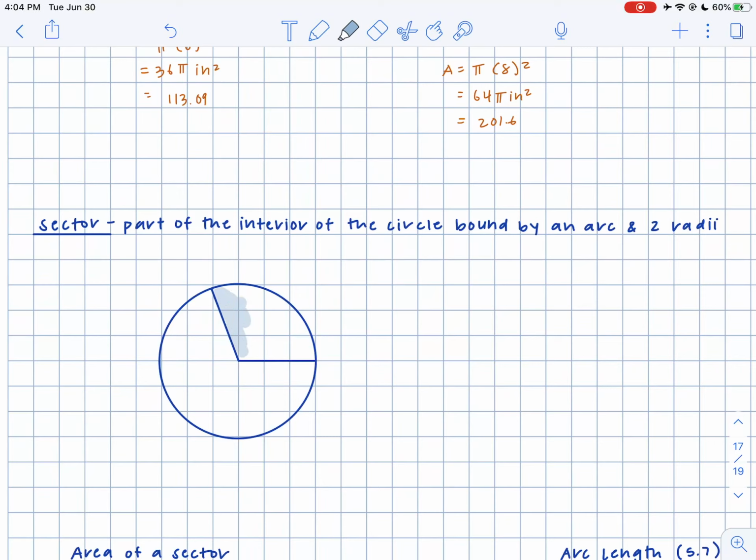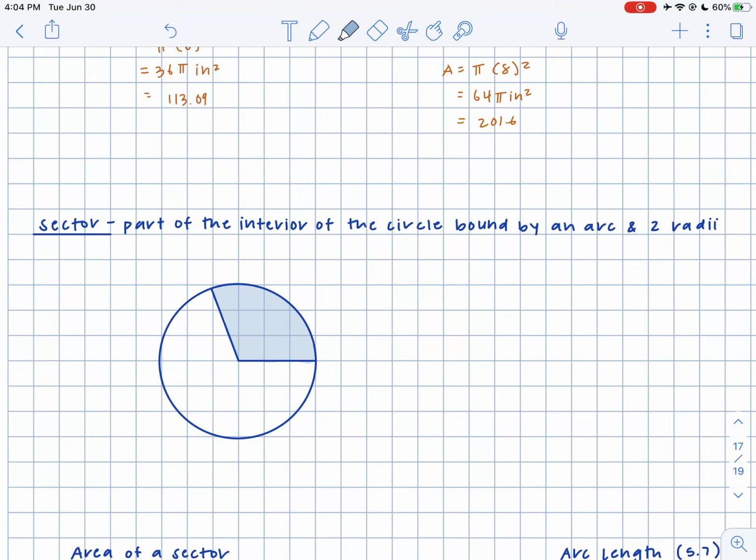The sector, let me color this. Maybe on your screen it's not showing up yet, I'm not sure. But everything in this little pizza slice, this is a sector. It's everything in it. Now, what do you notice?